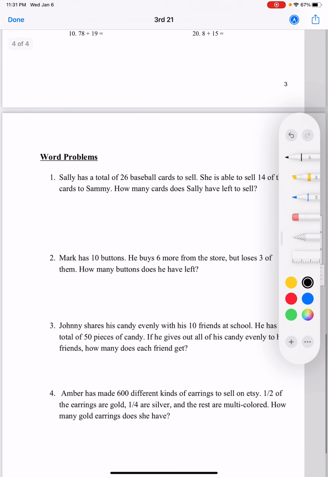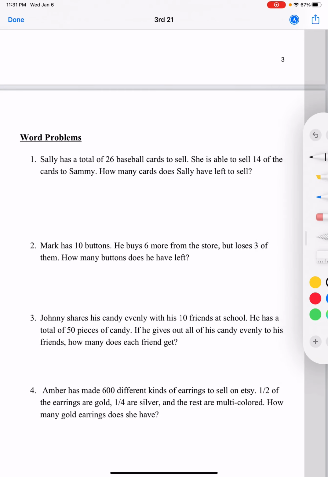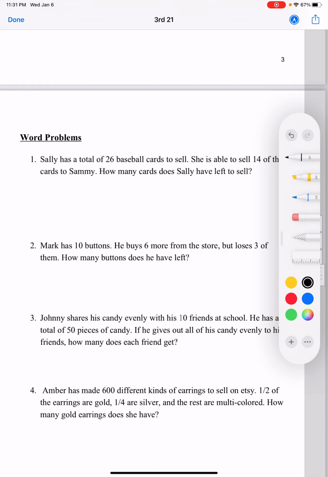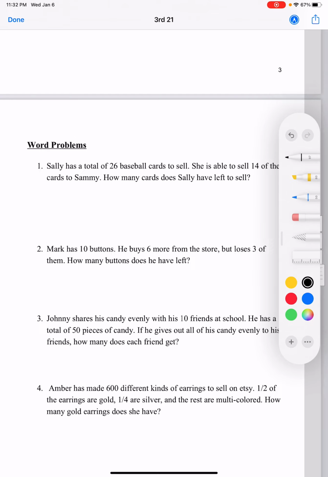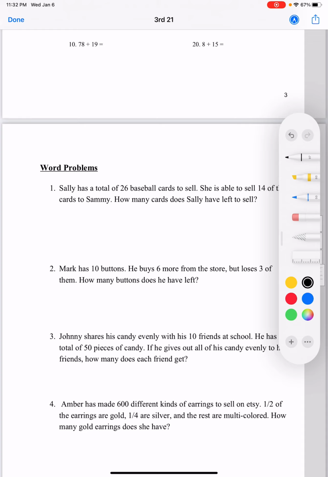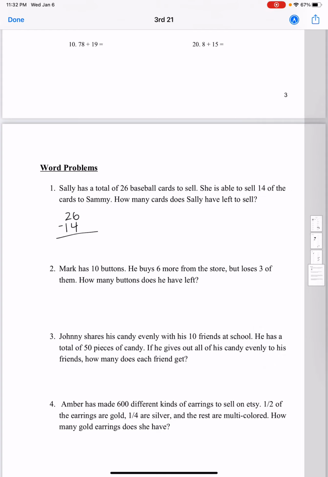Okay, last, word problems. Sally has a total of 26 baseball cards to sell. She is able to sell 14 of the cards to Sammy. How many cards does Sally have left to sell? So she originally has 26, and she sells 14 of the cards to Sammy. So she subtracts 14 from her collection. So what's 26 minus 14? 6 minus 4 is 2. 2 minus 1 is 1. So your answer should be 12 cards left. Don't forget to label your units. So units would be cards in this case.